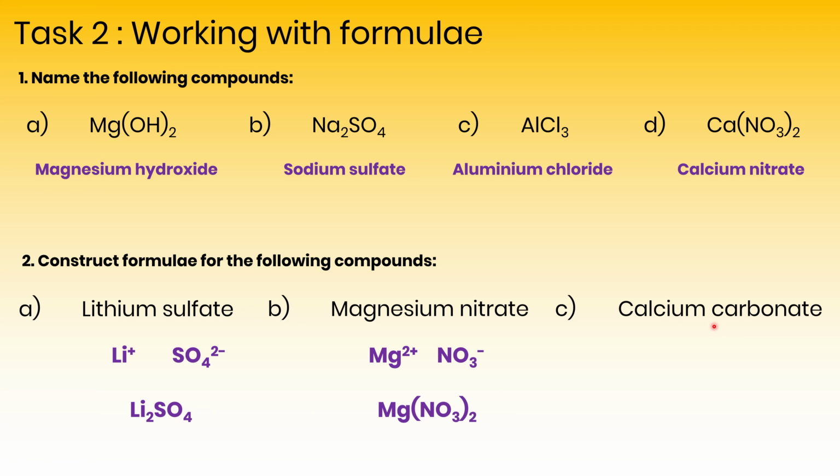Calcium carbonate. Calcium is a group 2 metal with a 2+ charge. Carbonate is a compound ion with a 2- charge, CO3 2-. We can see the charges are equal and opposite, 2 pluses and 2 minuses, so these two can go together in a 1-to-1 ratio to form CaCO3.